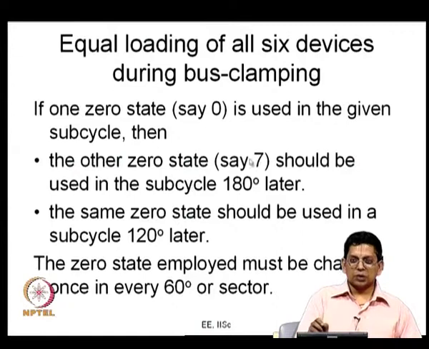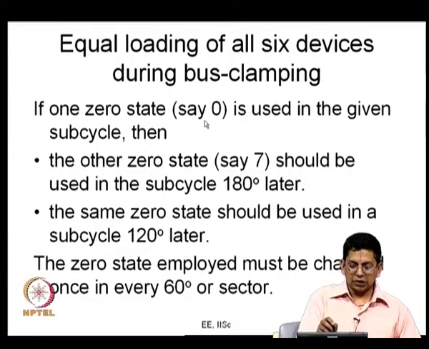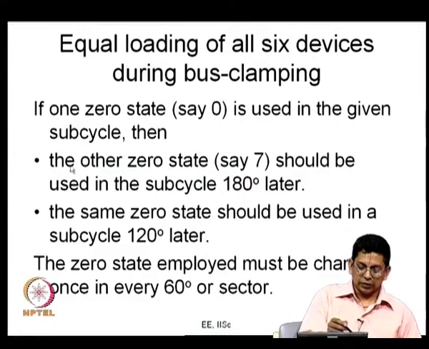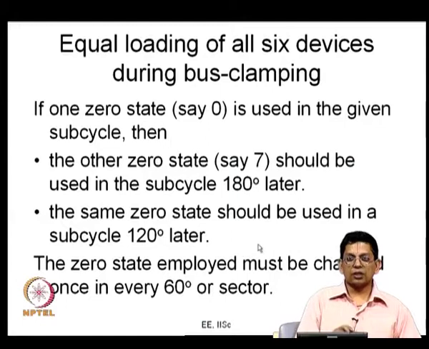So, this must be needed for half wave, only then the top and the bottom will have the same amount of losses. And the same way, if you are using a particular 0 state 0 in this subcycle, 120 degrees later you must use the same 0 state, only then whatever condition is subjected to R phase, the same condition Y phase will also be subjected to, and the B phase will also be subjected to that. Now, the first condition is a half wave symmetry condition, and the second condition is a 3 phase symmetry condition.